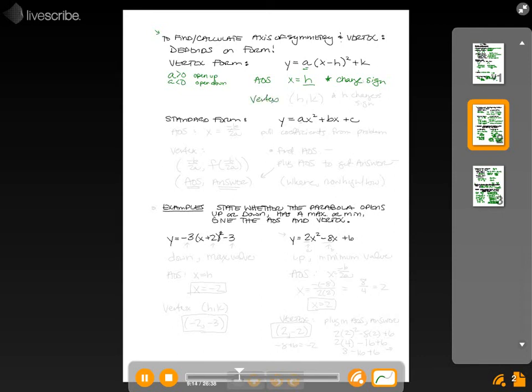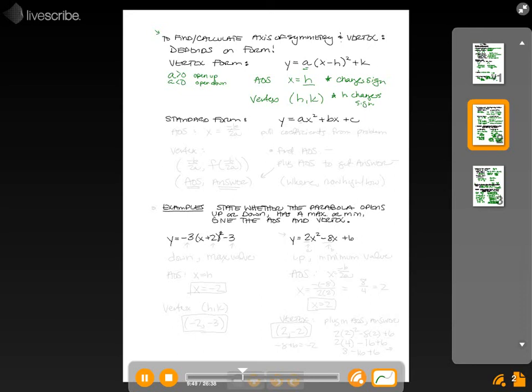The vertex is also easy to find. The vertex is just (h, k), and those will both be values in the problem. But again, h needs to change its sign. K does not, but h changes its sign. It should be the same value for h that you had in your axis of symmetry, which makes sense because the axis of symmetry crosses the parabola at the vertex. The vertex is on that axis of symmetry, so its x value, in its ordered pair, should be the same as that h value.